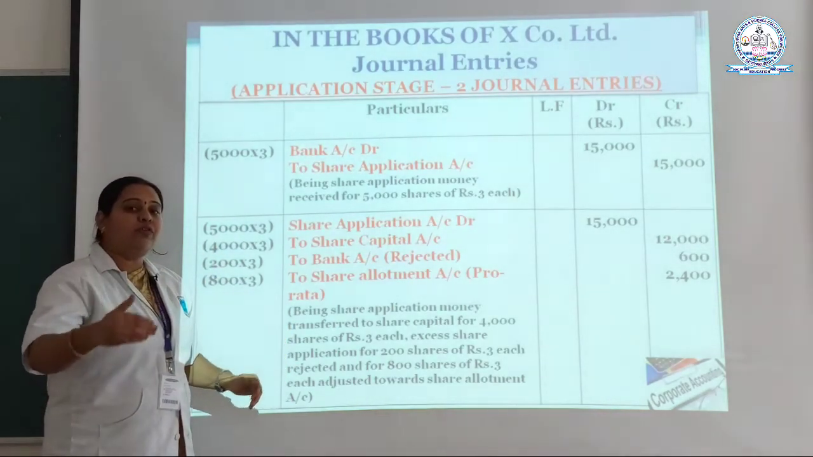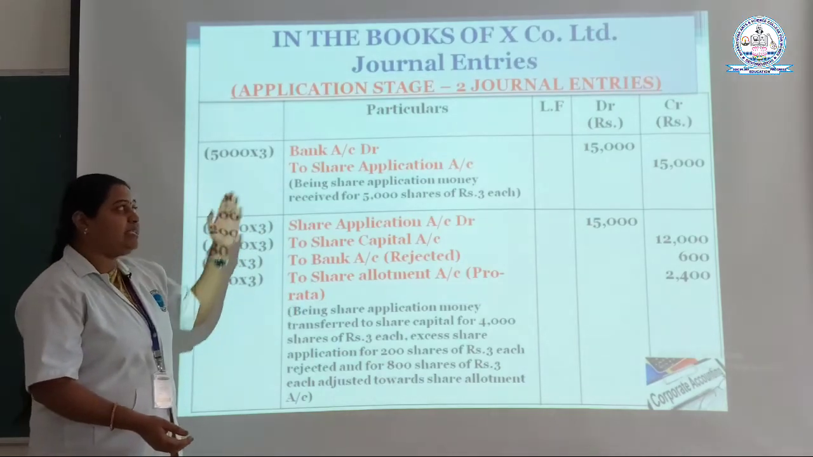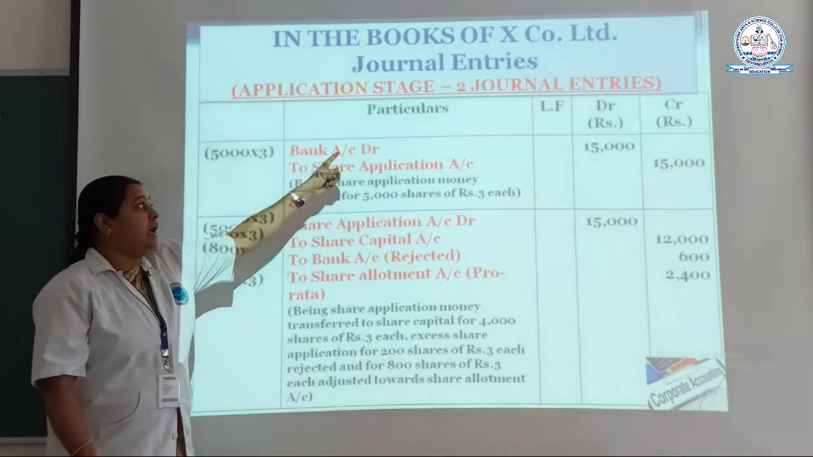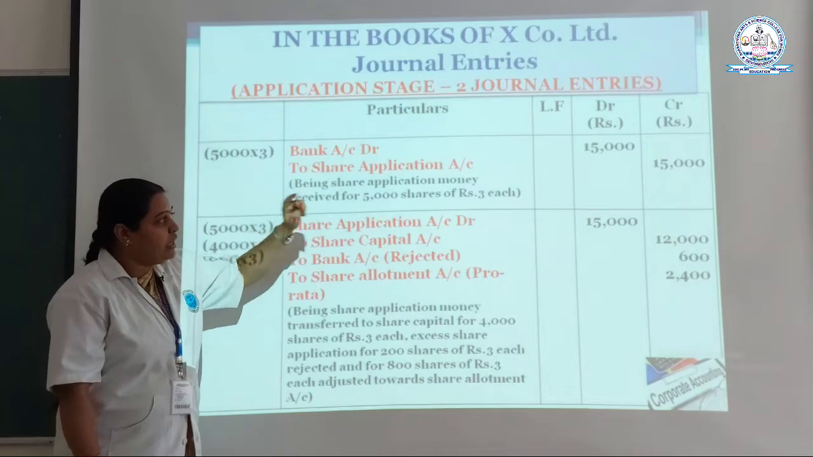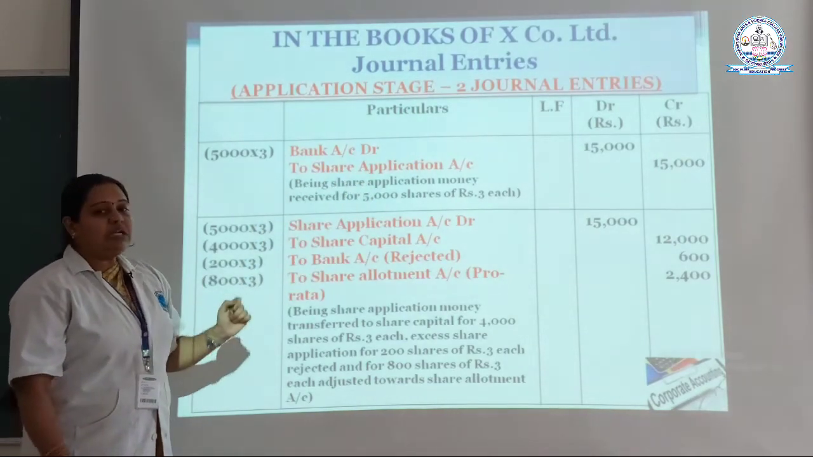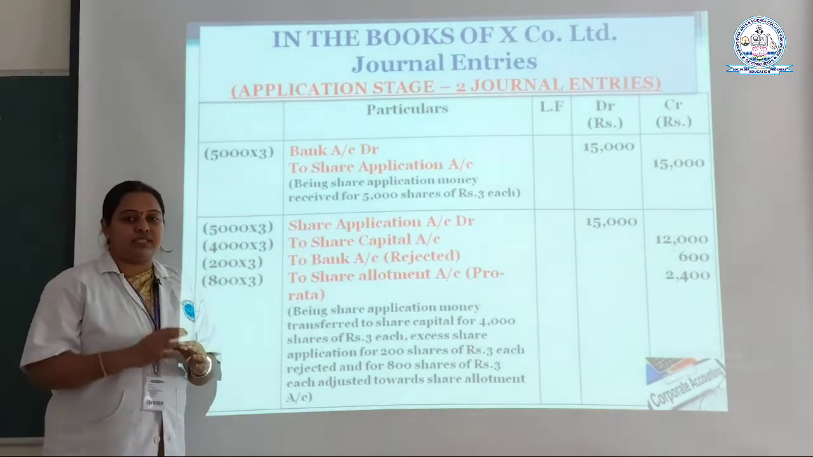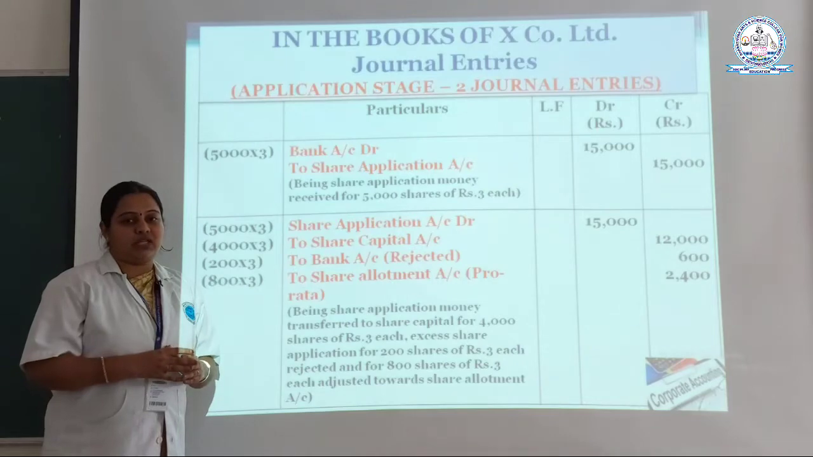Already you are going to write the sums, give the solution in accounts paper. There are already some columns. You have to write headings for those columns like particulars, ledger folio, debit rupees and credit rupees. What is the first journal entry? It is all about the application stage. There are 2 entries for the application stage.